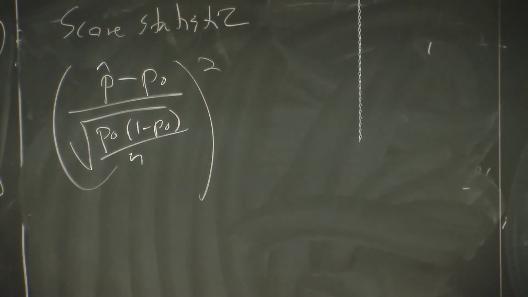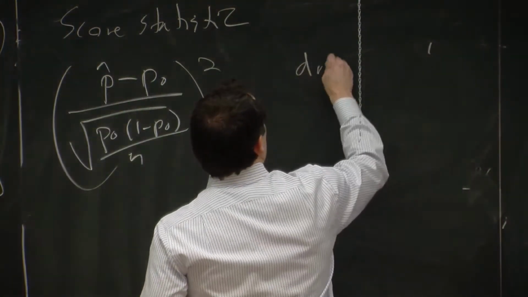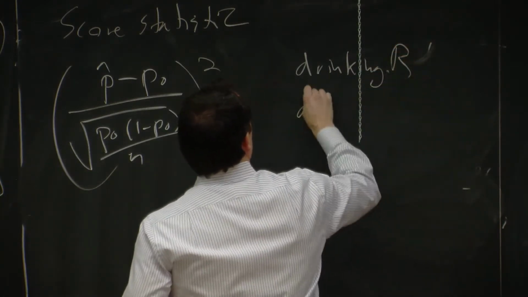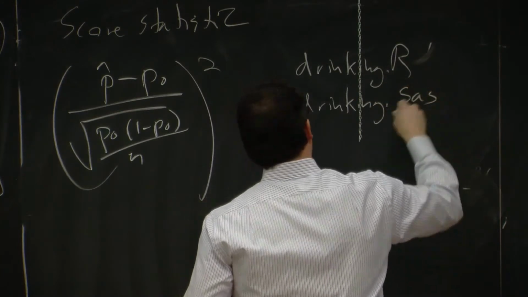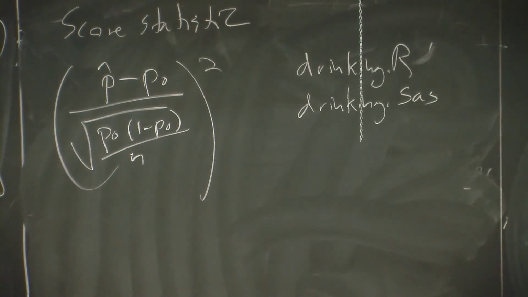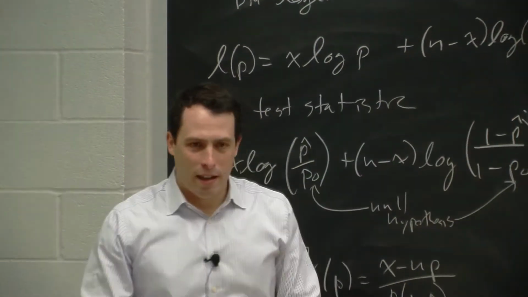And I already mentioned how you construct intervals, and there's some code for this in these 2 files, drinking.r and drinking.sas. They give some examples, some code for how this works. So for example, if you wanted to repeat the experiment that I showed on the computer for these other tests, it would tell you how to do that.